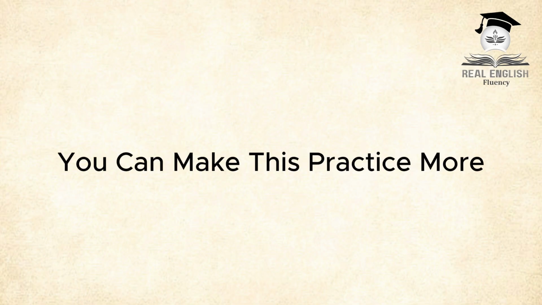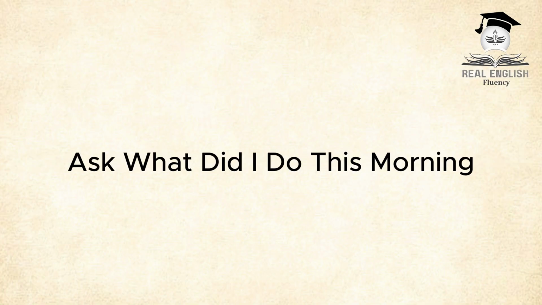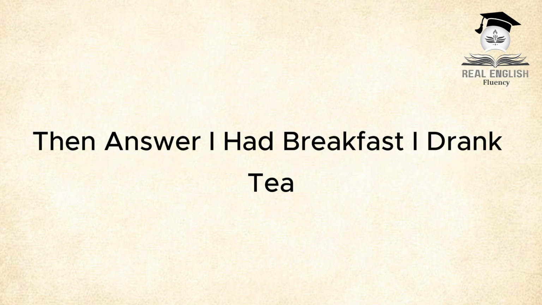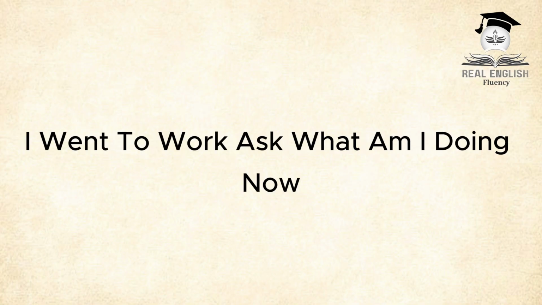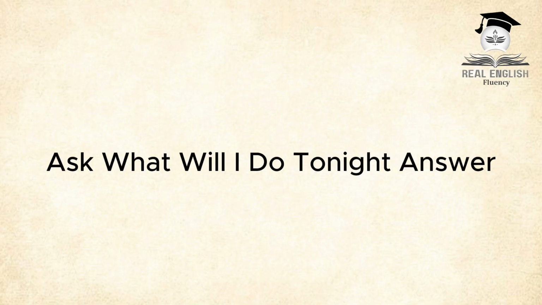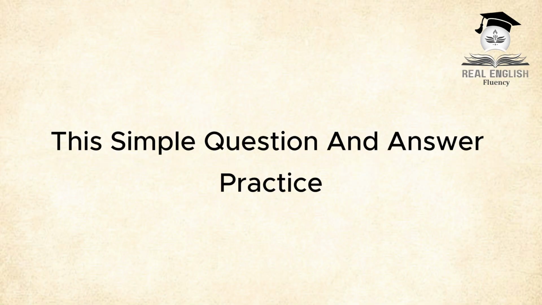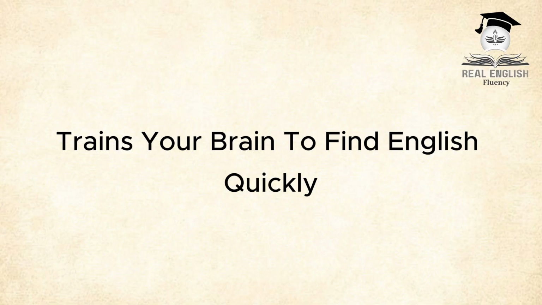You can make this practice more interesting by asking yourself questions. Ask, what did I do this morning? Then answer, I had breakfast. I drank tea. I went to work. Ask, what am I doing now? Answer, I am studying English. Ask, what will I do tonight? Answer, I will have dinner and watch a movie. This simple question and answer practice trains your brain to find English quickly.